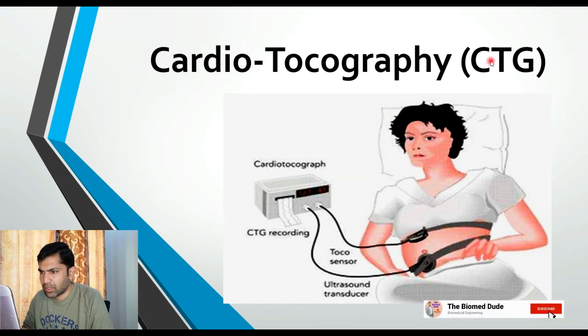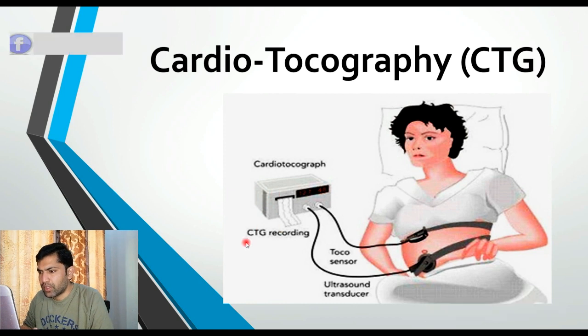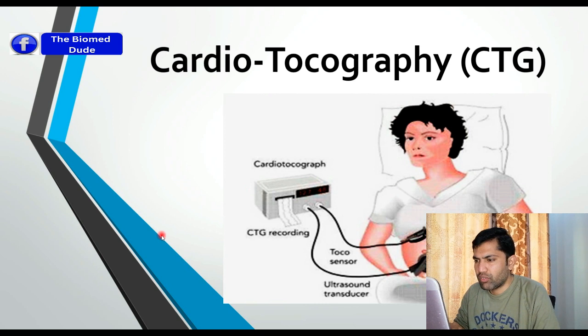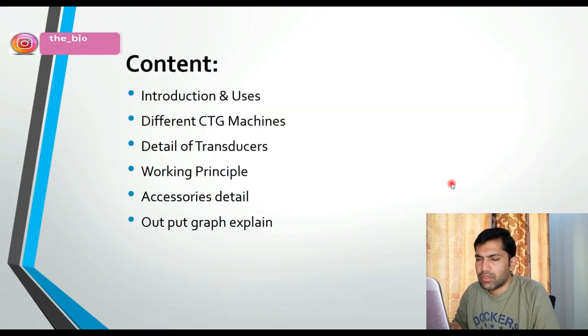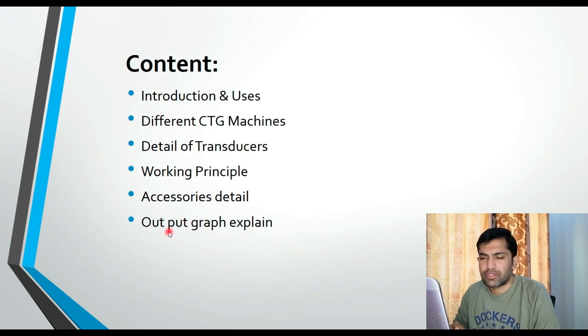Here is the cardiotocography machine, and here is the CTG recording, and here are a toco and ultrasound transducer. Here is the patient where we applied the cardiotocography machine. The content of this video is the introduction and uses of the CTG machine, different types of the CTG machine, details of the transducer, working principle, accessories detail, and the output graph explained as well.